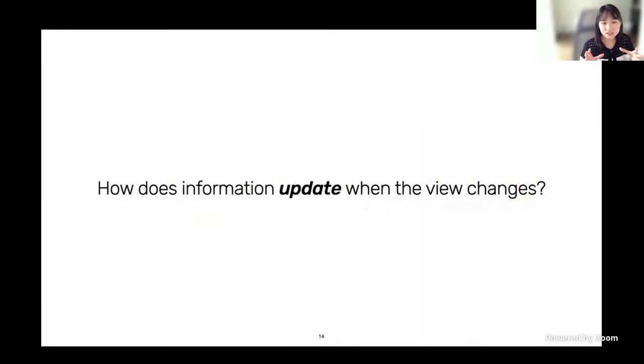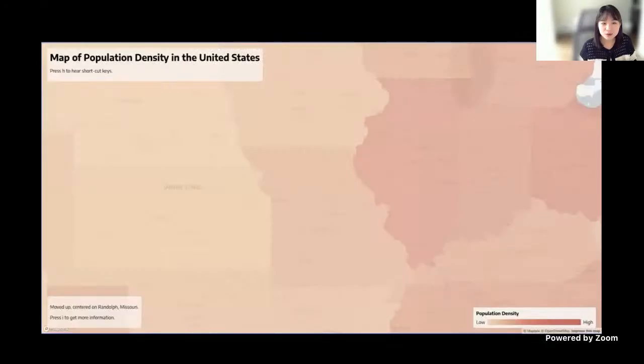Now let's take a look at how this information updates when the view changes. So in this example I'm showing here, the zoom level and the view have changed from the initial state. When users press the I key as in information, they hear spatial patterns and descriptive stats for the updated view.